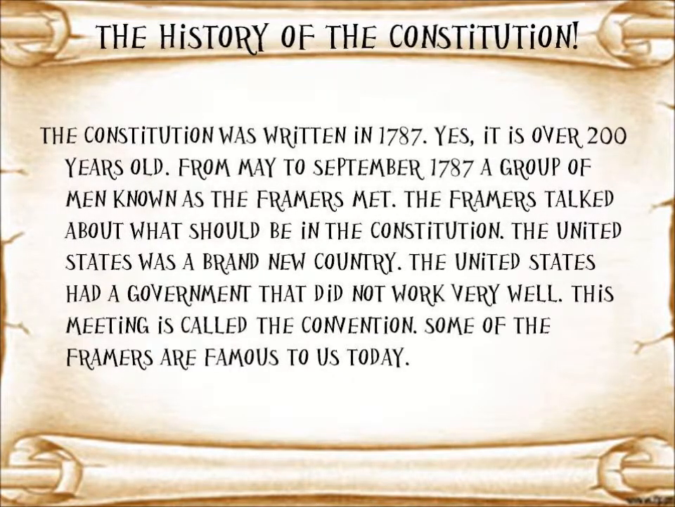A little bit of history about the Constitution. The Constitution was written in 1787. So yes, it's over 200 years old. From May to September, a group of men, known as the Framers, talked about what should be in the Constitution. The United States was a brand new country, so the government didn't work as well. This meeting is called a convention. Some of the Framers are famous to us today.